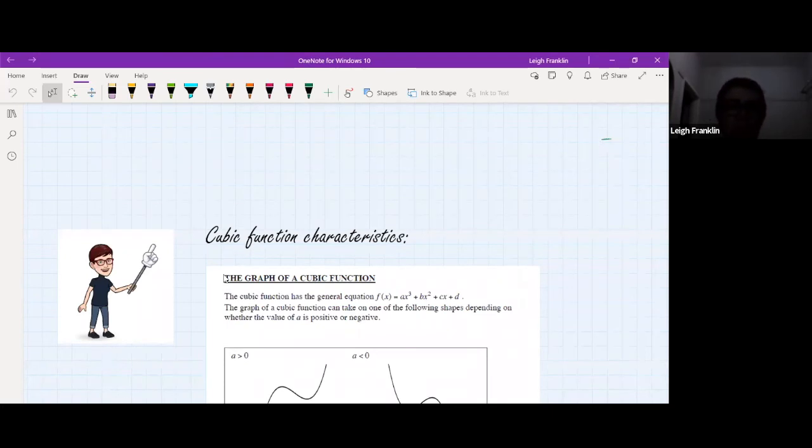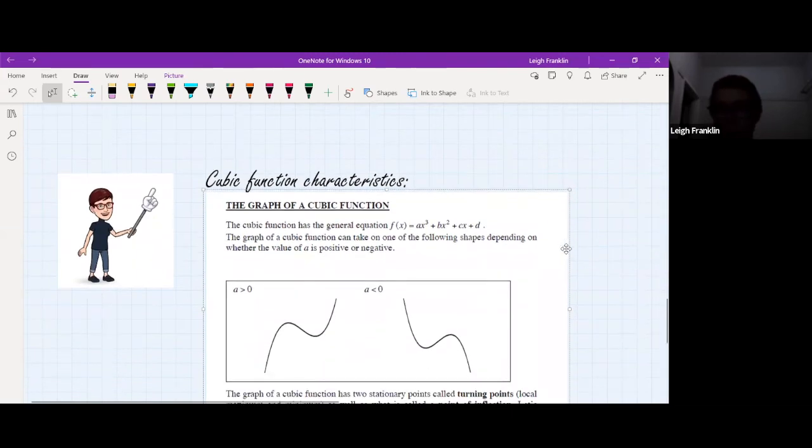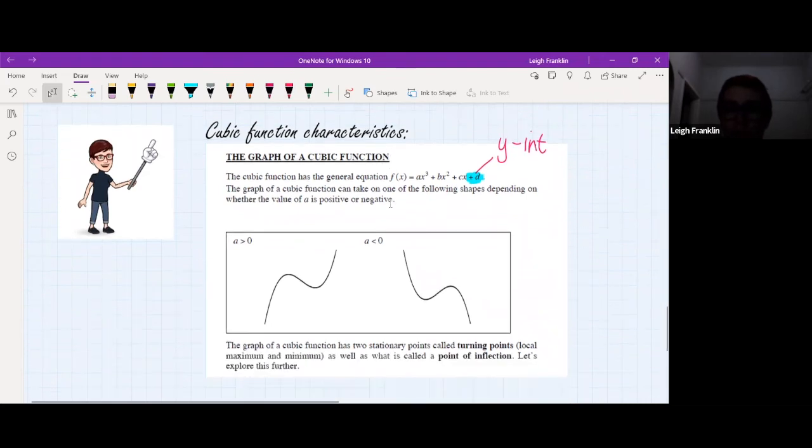Okay, so every cubic function is going to take the general form ax cubed plus bx squared plus cx plus d. All right, and in this form, the value of d is always going to be our y-intercept. So if the d term is not there, it means that the y-intercept is 0. The constant on its own is the graph's y-intercept.